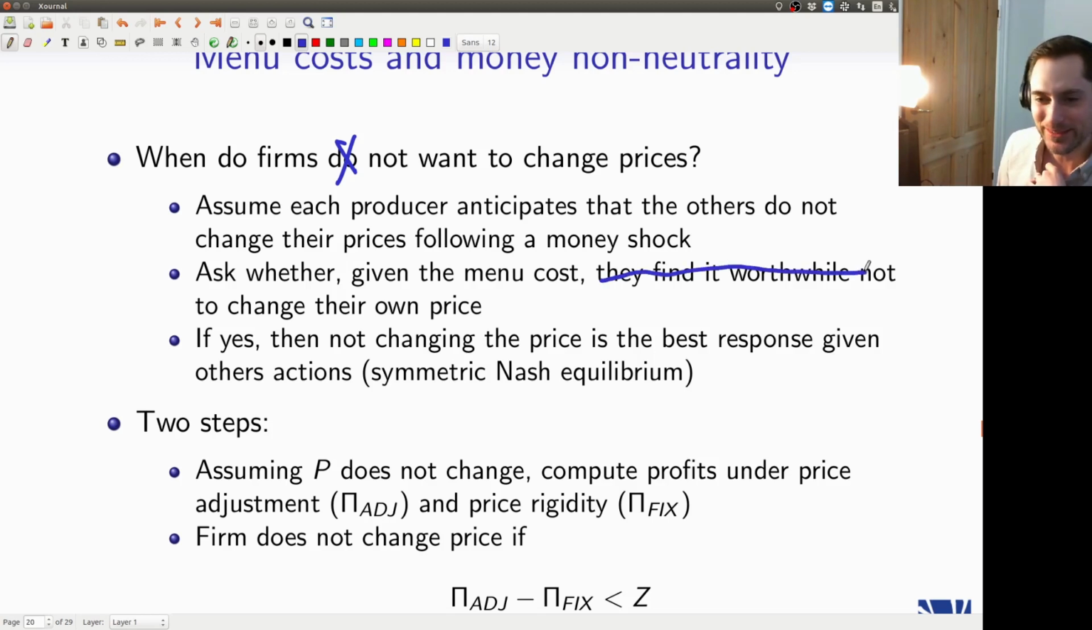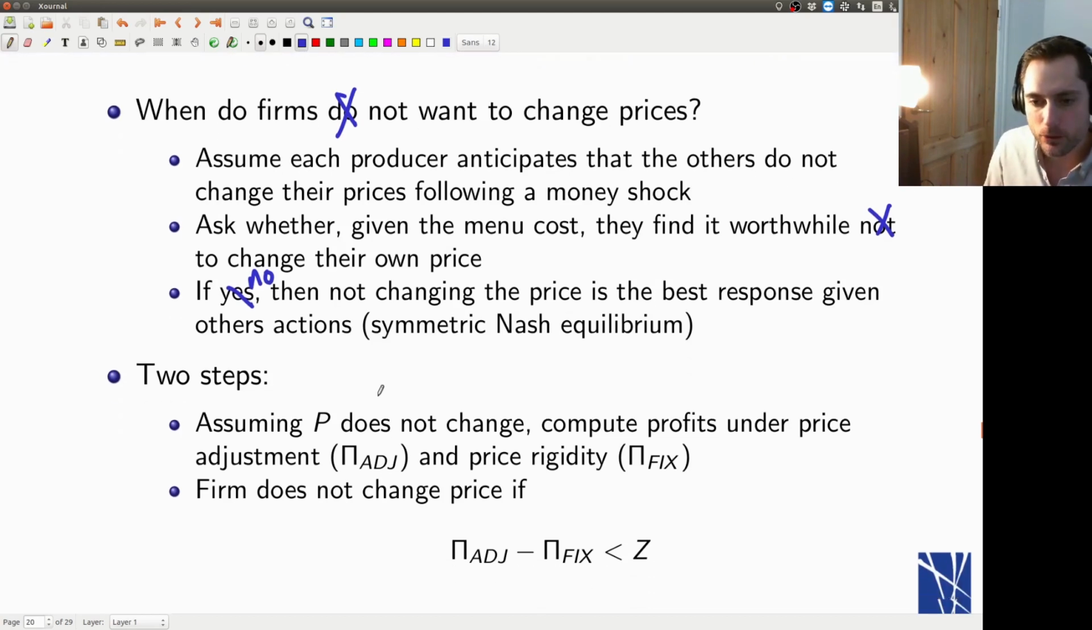Let's rewrite this a little bit. I'll rewrite in the slides too. Given the menu cost, do firms want to change? Maybe we'll say, do they find it worthwhile to change their own price? If no, then not changing the price is the best response given others' actions. That's better English. We'll call it a symmetric Nash equilibrium, right? Nobody else changed their price. I also don't want to change my price. Then nobody wants to change their prices. Nobody wants to deviate from not changing your price.